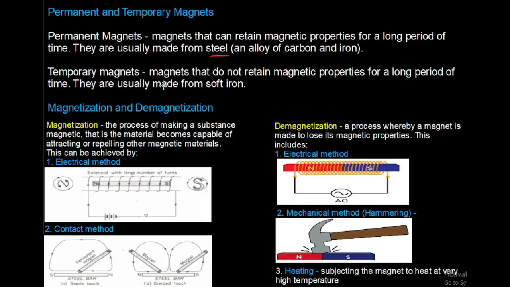Now, the temporary magnets are magnets that do not retain magnetic properties for a long period of time. They're usually made from soft iron.